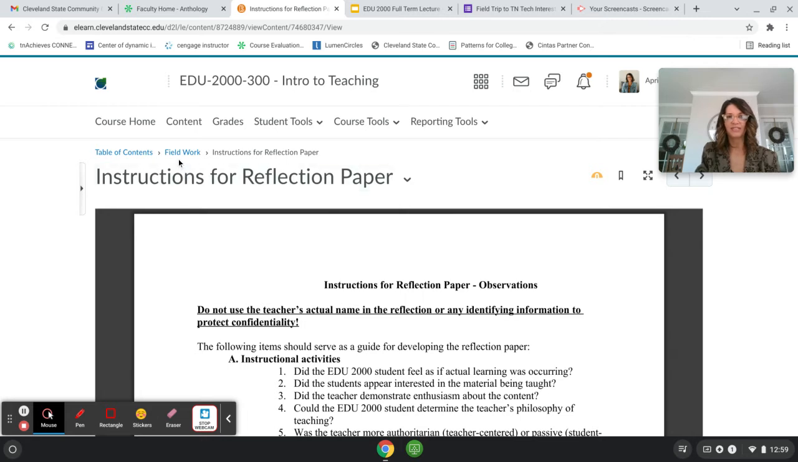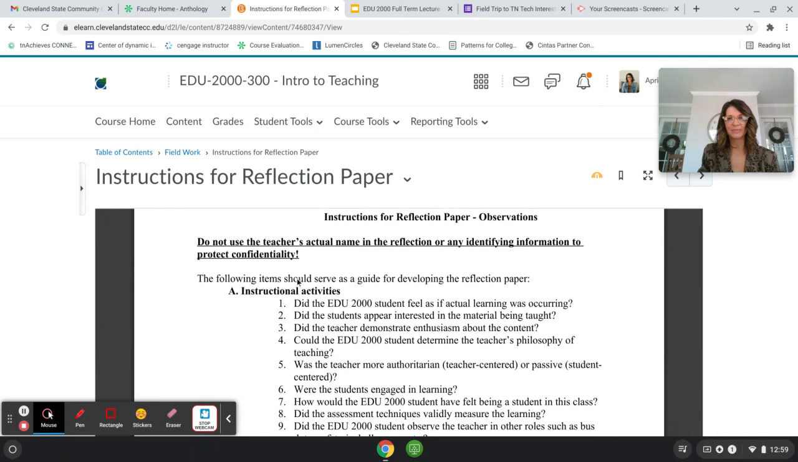They are located under the Fieldwork tab in MyCS, and you'll see these instructions typed out. This essay, like our other essays, will be written in APA format, so don't forget your title page and heading and spacing guidelines that we've been following all semester long, and proofreading. And then you'll see some of the prompts for this essay detailed below.